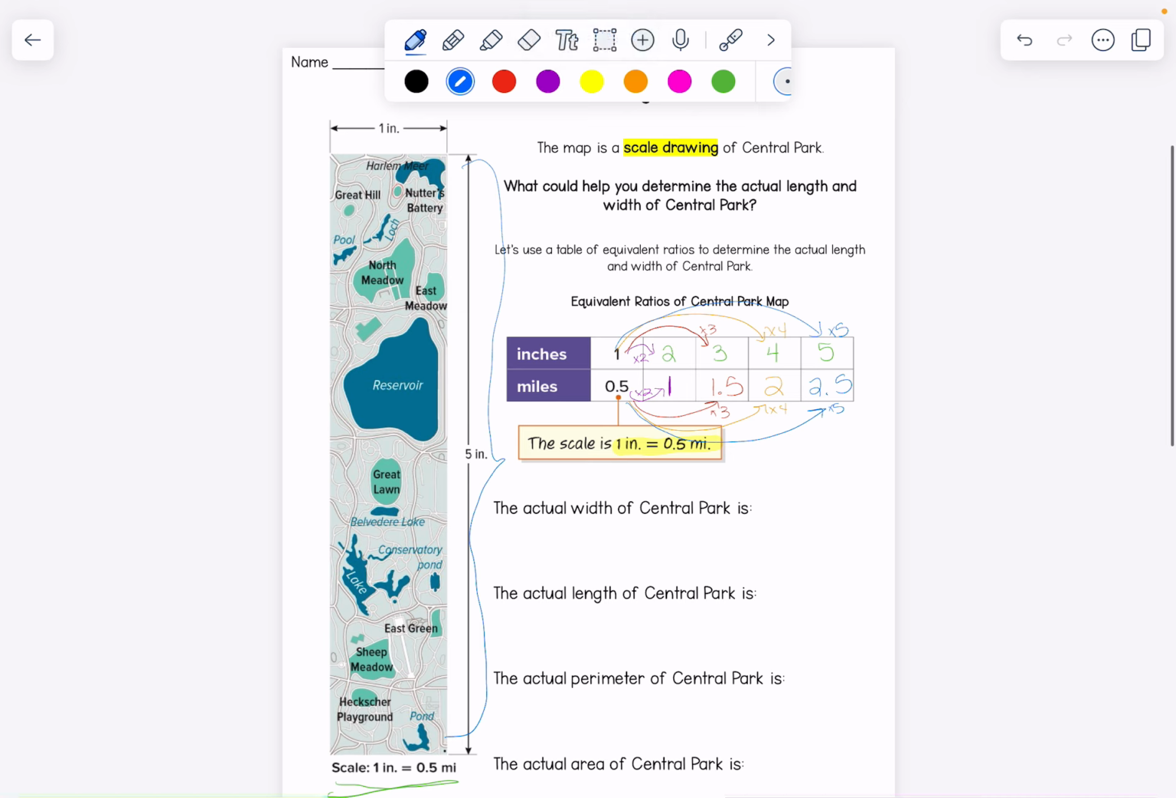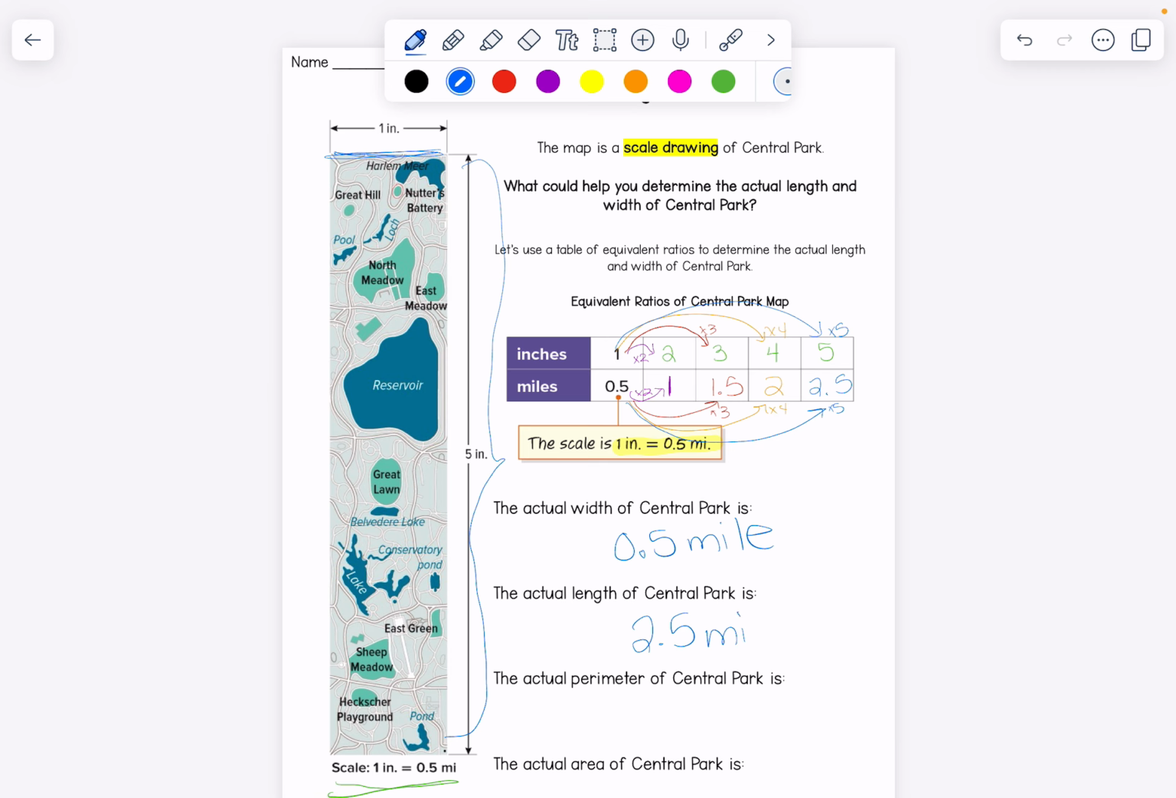So the actual width of Central Park, up here we have 1 inch of width. And so I can use my ratio table. My 1 inch is half of a mile. So the real actual width of Central Park is half of a mile. My actual length of Central Park, notice that's 5 inches. So I'm going to look on my ratio table. 5 inches is going to be 2.5 miles.